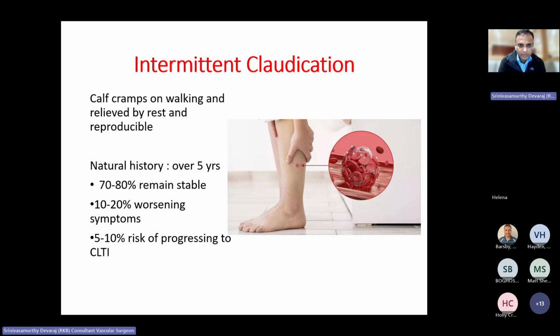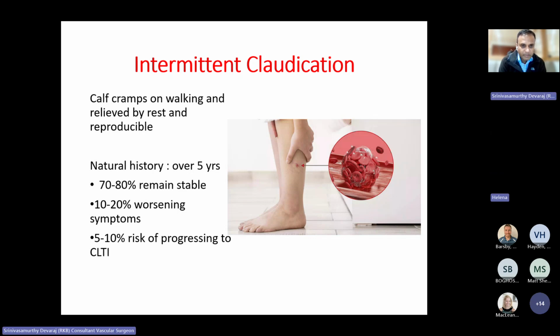When we look at the natural history of these patients with intermittent claudication, it's actually quite a benign disease. So this is the Edinburgh Artery Study done in the 1980s, a large population-based study that showed that 70 to 80% of patients with peripheral arterial disease are likely to remain stable. So they get pain on walking, but the symptoms are likely to remain stable.